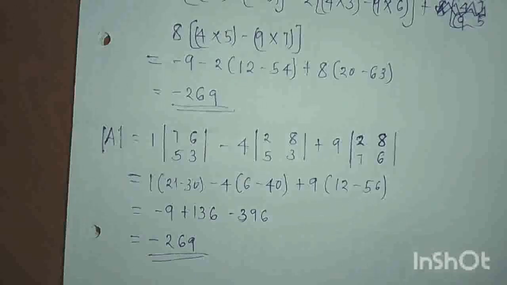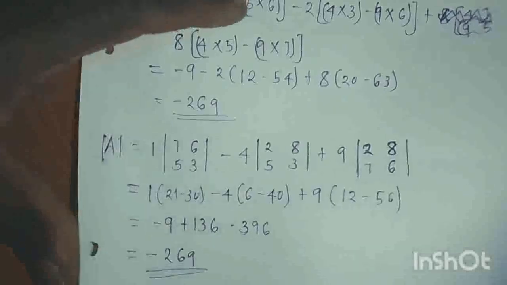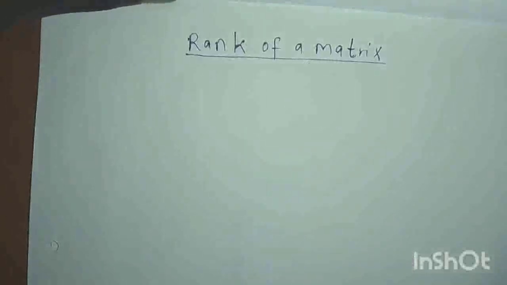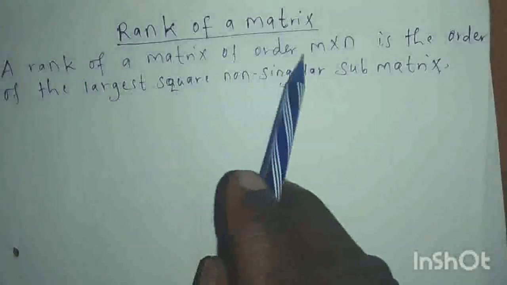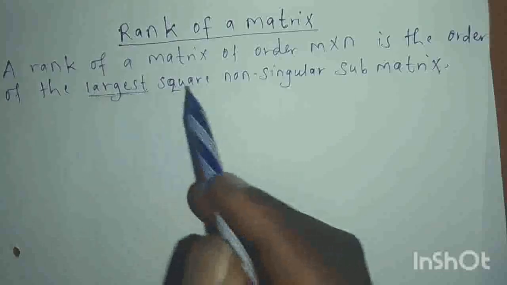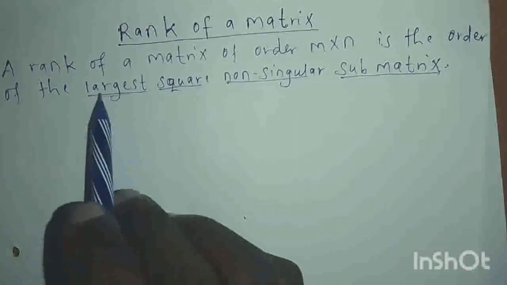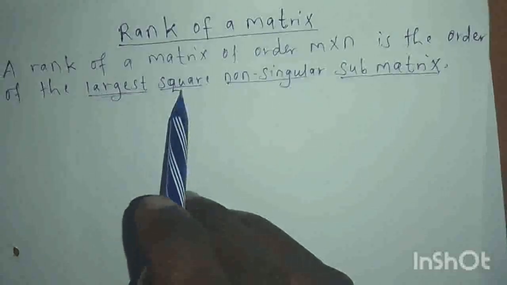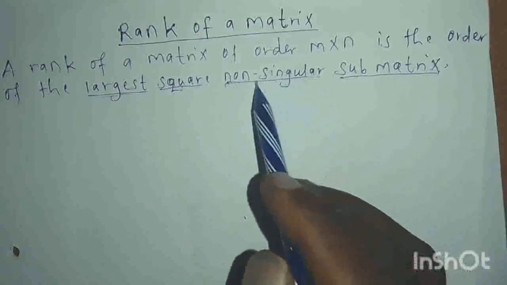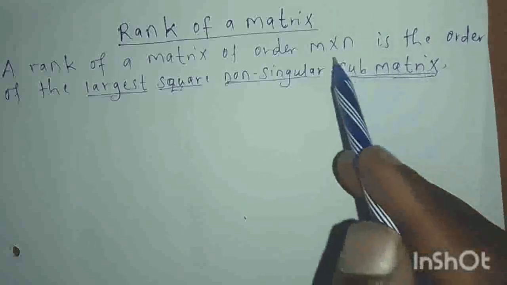Right, so let us move to the next entity in matrices, that is the rank of a matrix. So what is the rank of a matrix? The rank of a matrix of order m by n is the order of the largest square non-singular submatrix. It is the largest square, meaning it should have an equal number of columns and rows, non-singular. That means its determinant should not be 0, submatrix, and it should be smaller than the original matrix.